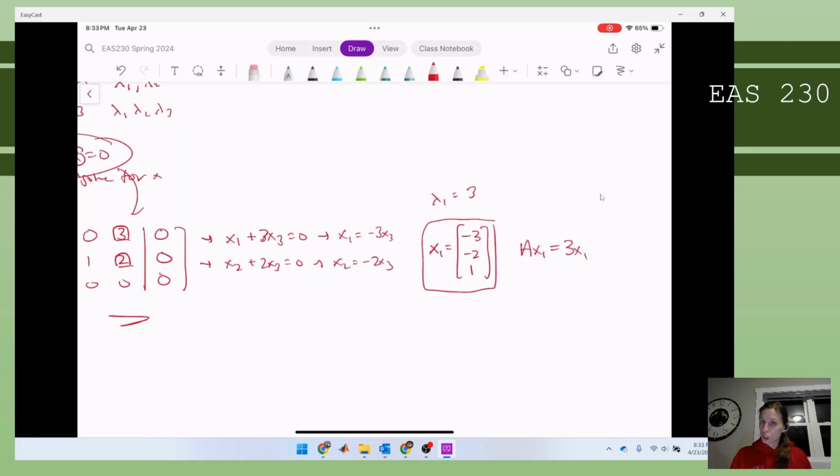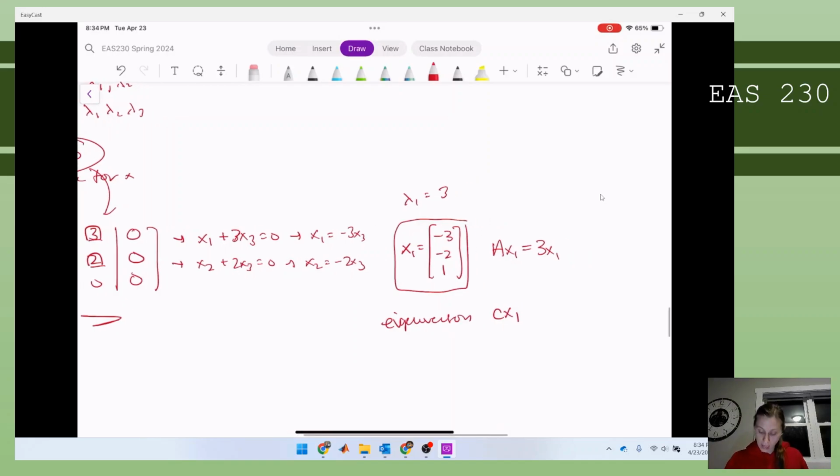Note there are an infinite number of solutions. So in reality, my eigenvectors are all linear combinations of x1, so it's all c x1. So any constant. So that's my family of eigenvectors: my constant times whatever one of my solutions.